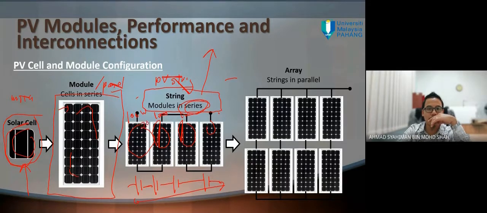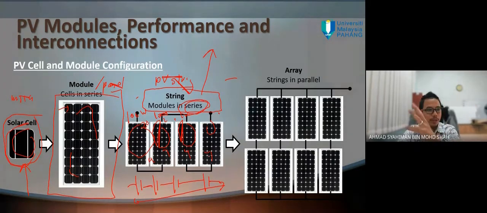Voltage pun mungkin 20, tapi kalau current dia ada 4, ada 3, ada 4, ada 3. Okay. Sebenarnya dari segi discipline to connect the solar modules ni, it's not correct. Sepatutnya you kena connect yang sama rated je. Okay, sama rated je. Dalam series tu terutamanya, sama rated.